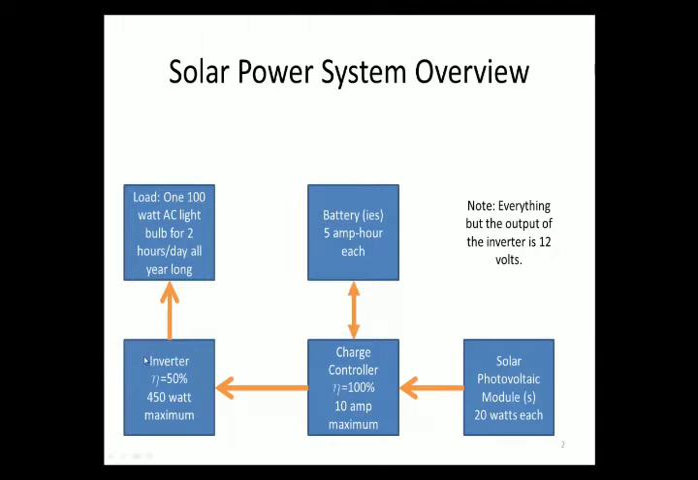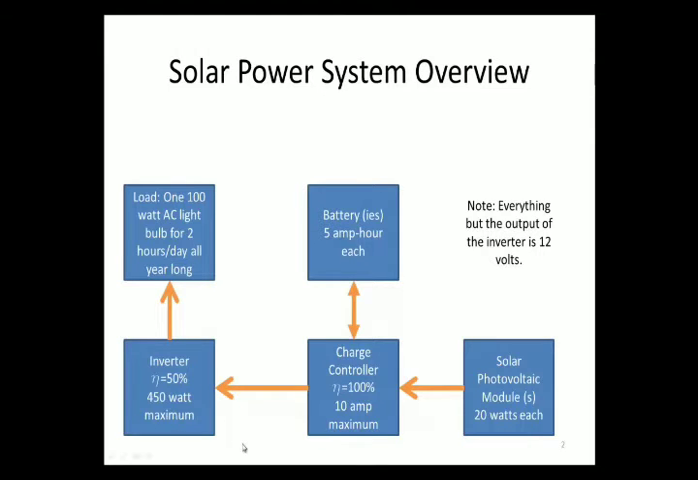Then we have an inverter. What an inverter does is it takes DC electricity and converts it to AC electricity. And it loses some electricity along the way. So we're going to assume that our efficiency is 50%. Efficiency a lot of times is labeled with a Greek letter called eta, so whenever you see eta, think efficiency. And our inverter has a maximum power rating of 450 watts, so we'll have to take that into account.